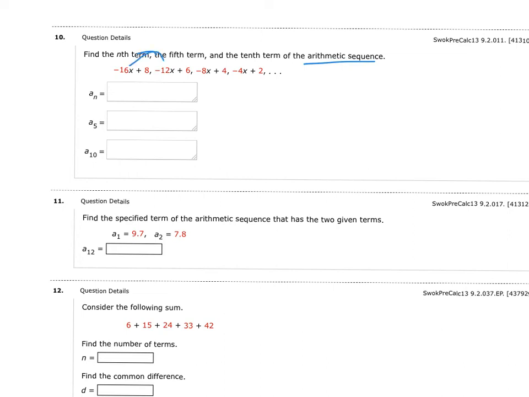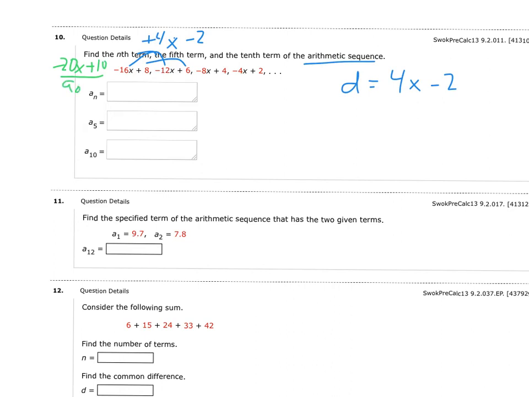All right, number 10 is another arithmetic sequence, but the common difference is a little trickier. So I see that to get from one term to the other, I must be adding 4x, but then I also must be subtracting 2. So I'm going to say the common difference here is 4x minus 2. And then a sub 0, if I think backwards, I'd have to subtract 4x, so it'd be negative 20x, and then plus 10.